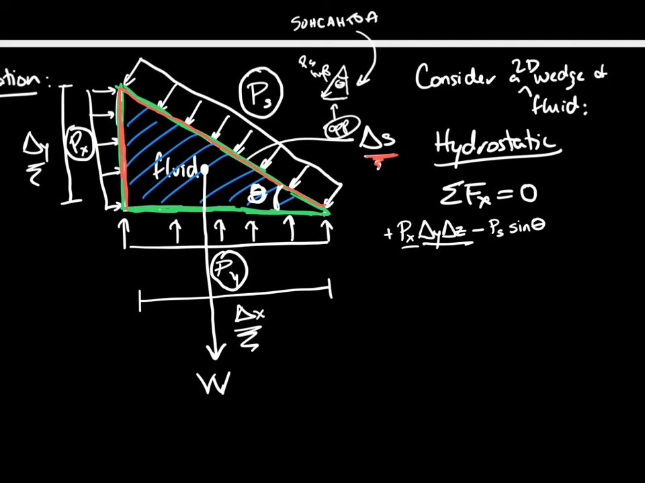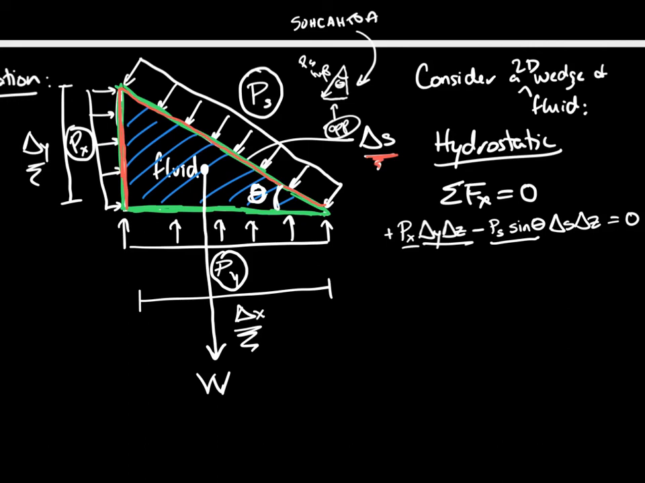So this is the pressure in the x direction, and then we are going to multiply by delta S times delta Z, so that's the area.